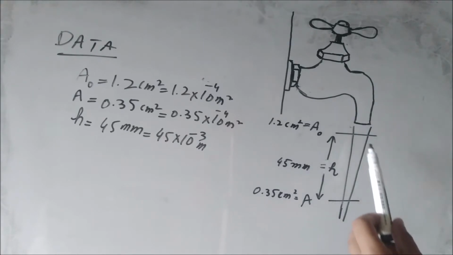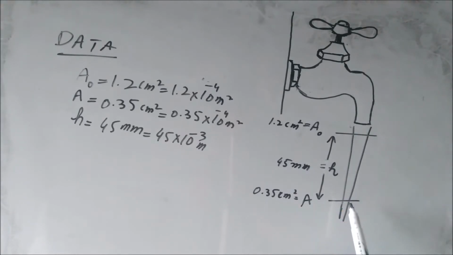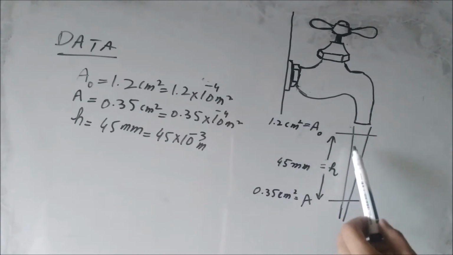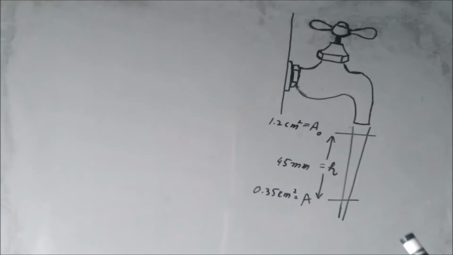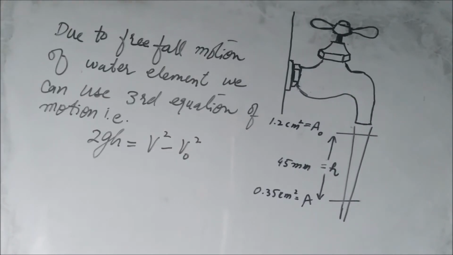We know that the volume flux is equal at both ends, so we can use the equation of continuity. According to the equation of continuity, A naught V naught equals AV. As we can see, water is falling freely under the effect of gravity, each element of the water is falling freely under gravity. That's why we can use the third equation of motion. So this equation is 2gh equals V square minus V naught square.